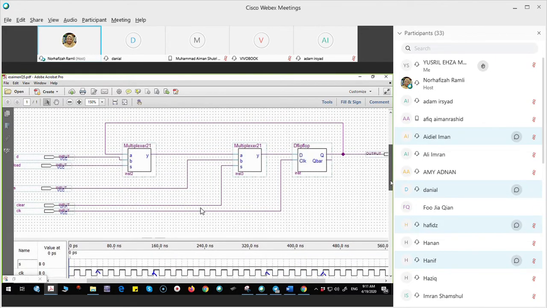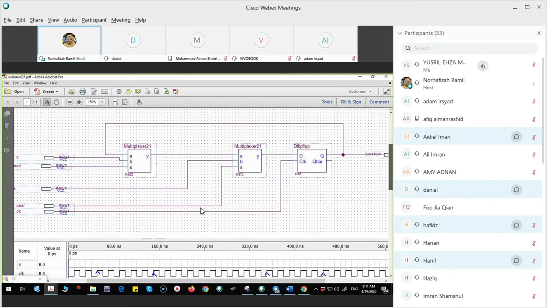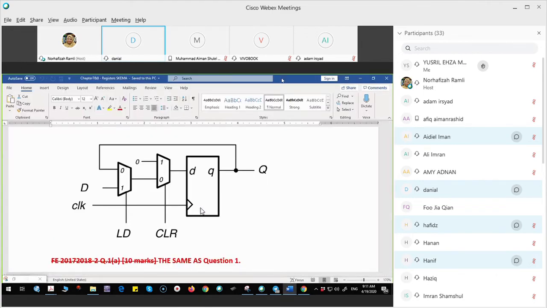Let's see. It says that in the first instance, your clear is 0. Doctor, can you hear me? Yes. Okay, let me explain. The load is the selector for the first selector, because when load is equal to 1, it will take D and display it at the output. As long as load is 1 and clear is 0, it will select D.